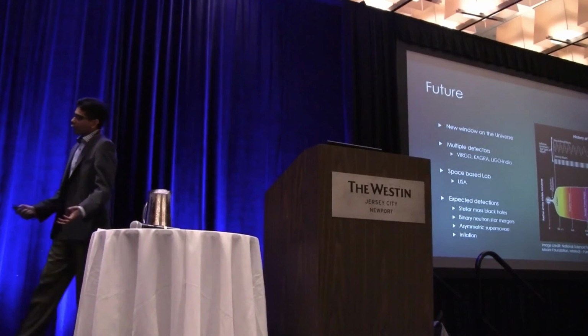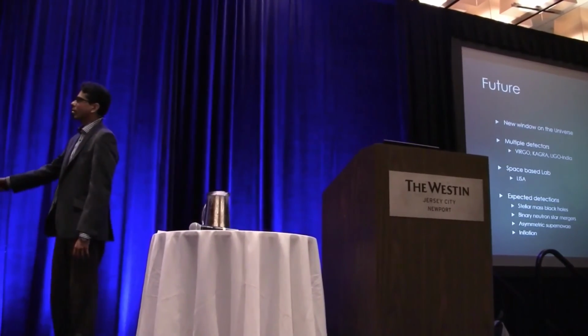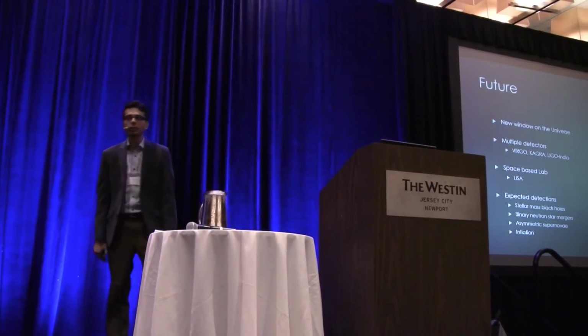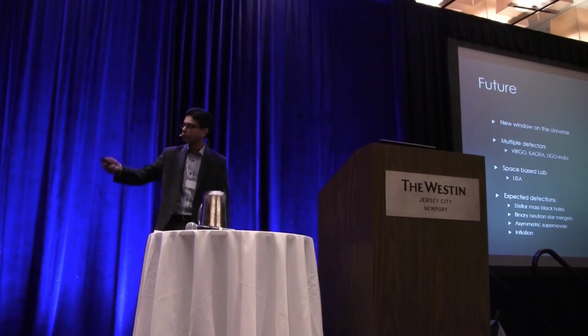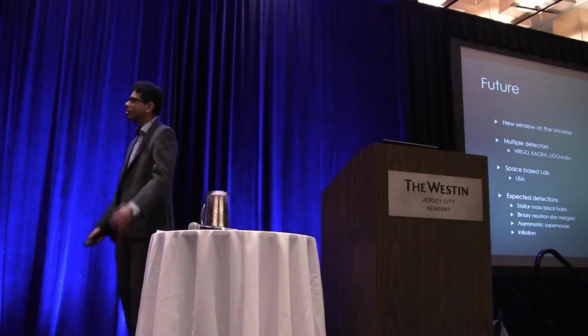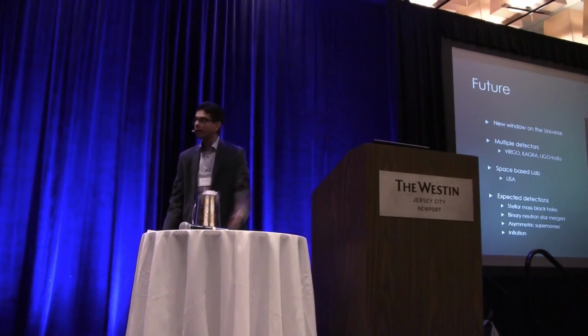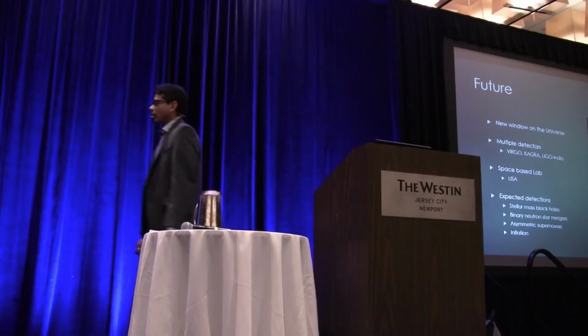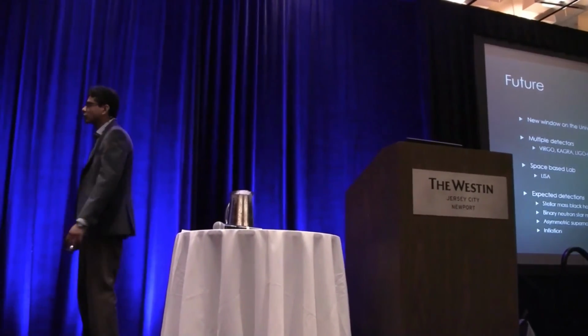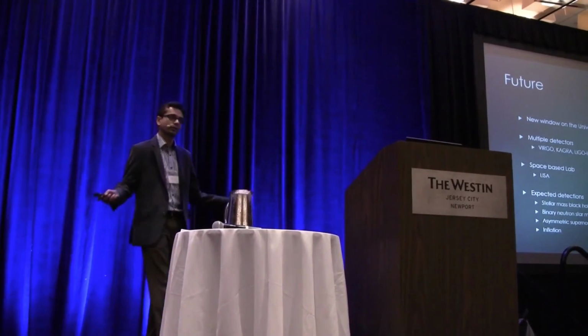Right, so the other things which are happening, multiple detectors are coming online. As I already said, there is a Virgo detector which is coming online in Italy. There is a detector under construction in Japan, and there are plans for a detector in India. So this field is rapidly expanding. And then there are plans in Europe to actually send those detectors in space.